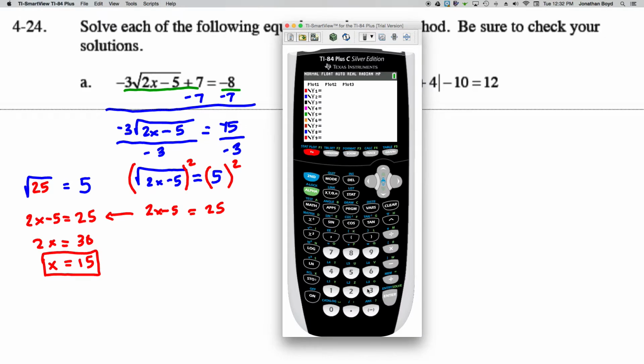So let's type in our left side. We have negative 3 times the square root. Remember that's second, and then the x squared button. We have 2x minus 5.